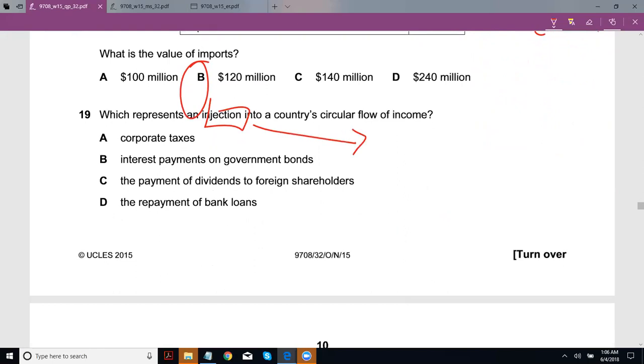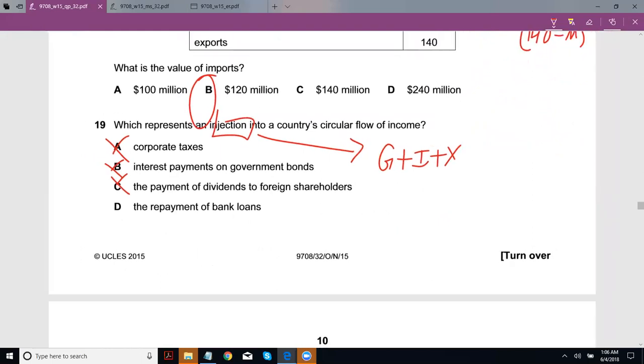So injections would be government expenditure, investments, exports, maybe not in that particular order, but whatever. So corporate taxes, leakage. Interest payments on government bonds is just there to distract you. Payment of dividends to foreign shareholders, no. The repayment of bank loans. How is the payment of dividends to foreign shareholders an injection? Wait, wait. Let's read it again. So corporate taxes is a no. Interest payments on government bonds. So if you're getting interest payments on government bonds, is that in a way government spending on you? I'm not too sure.